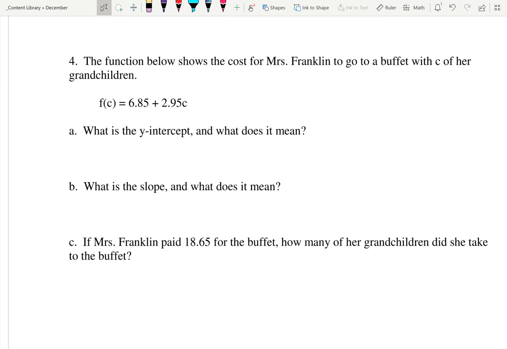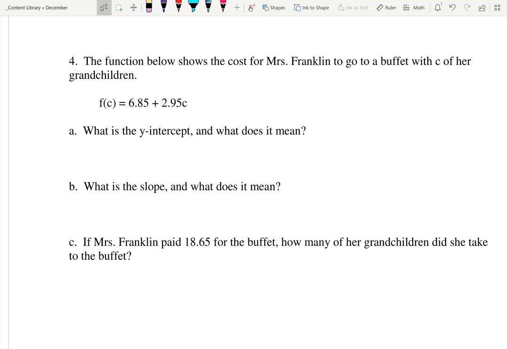And then number 4. Number 4, again, I'll just read this to you. So we have Miss Franklin goes to a buffet and brings her grandchildren. The y-intercept here is going to be 6.85. And what that means is that's the cost of the buffet without any grandchildren. Essentially, that's the cost of the buffet Miss Franklin has to pay. Because if she doesn't bring any grandchildren, she's going by herself. If she goes by herself, she's paying $6.85 for the buffet. So that must mean the buffet for her costs $6.85. Kind of like the adult price for the buffet.